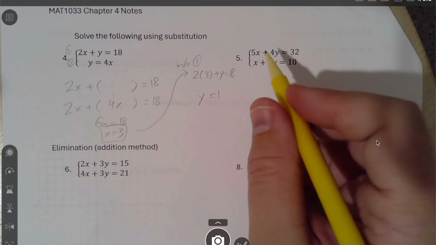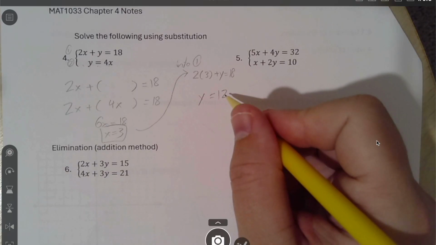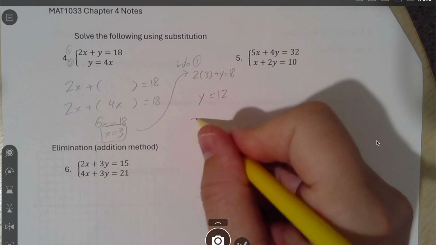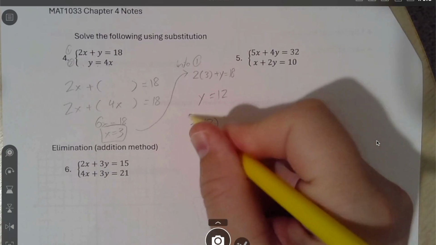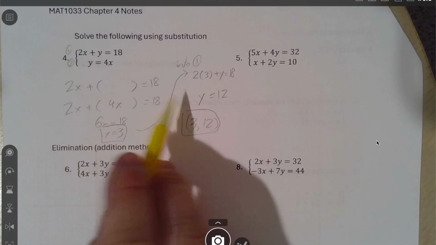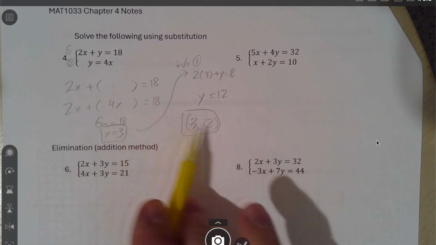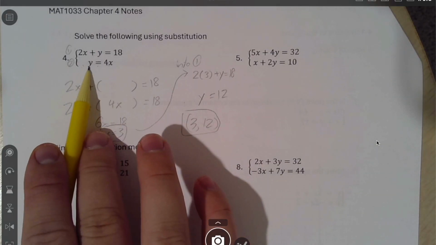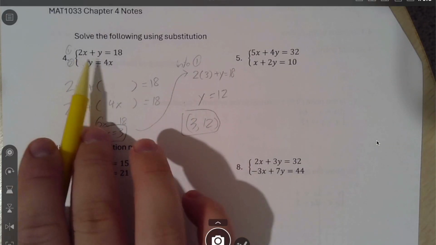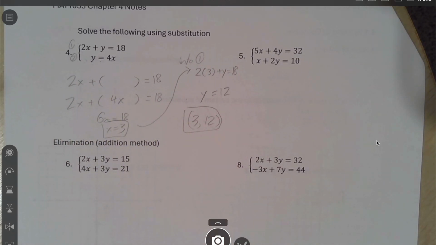But wait a minute. Maybe I'm thinking about another example. But I get 3, 12. And actually, yeah, that makes sense. Because if I plug that into both of them now, 3 times 2 is 6. 6 plus 12 is 18, yes. And then careful about the ordering here. Y, so 12, is that equal to 4 times 3? And the answer is yes. So I know I got the right answer because it worked in both of my equations.